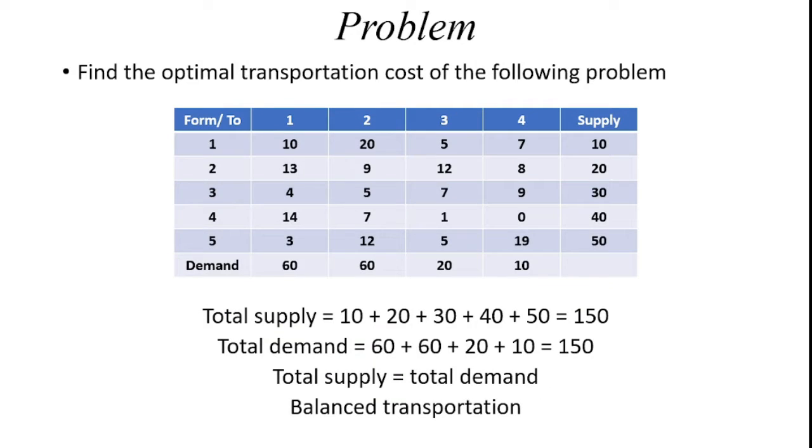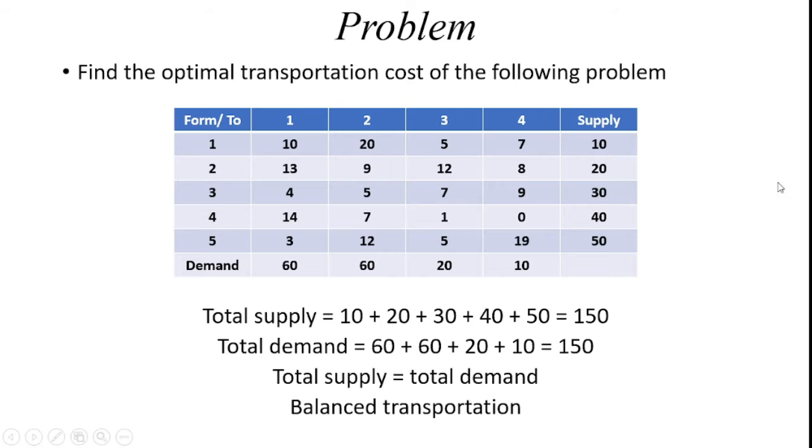Here, for understanding the degeneracy principle in transportation model, I will utilize this problem. Find the optimal transportation cost of the following problem. There are 3 origins and 4 distribution centers available. Supply and demand data are also given in the table. From this, we can identify the total supply.